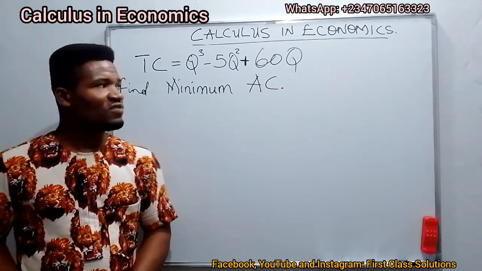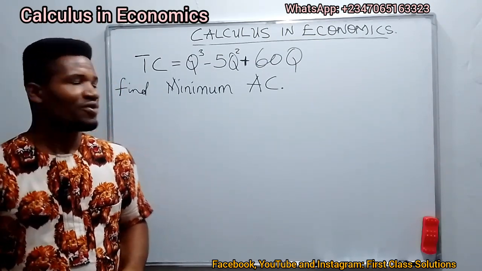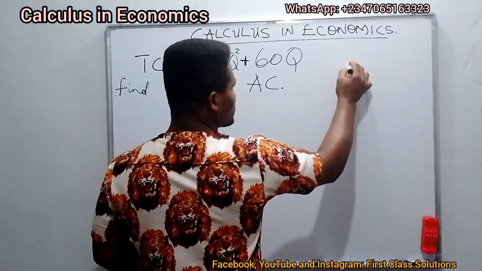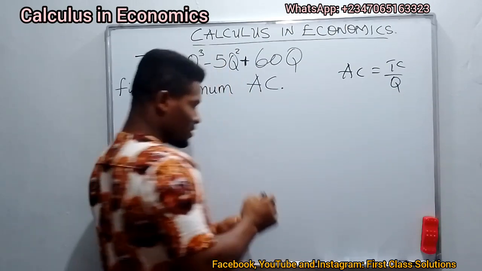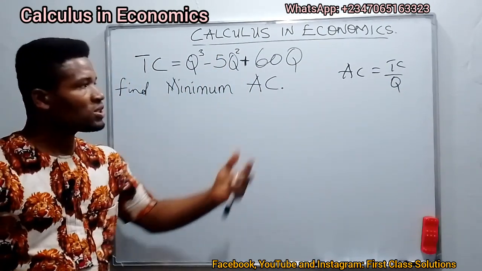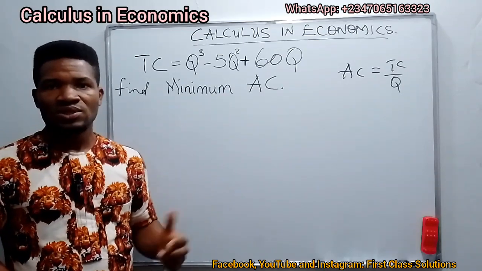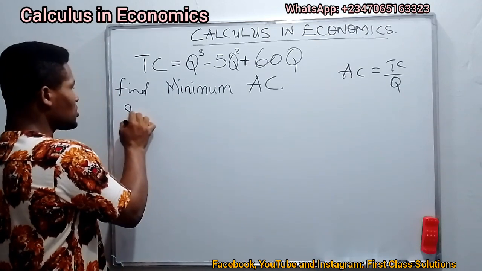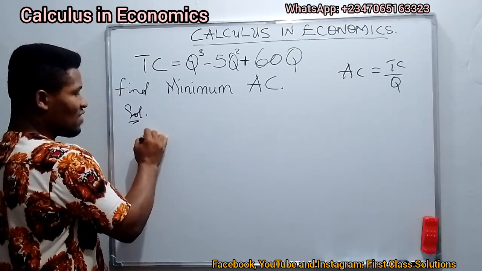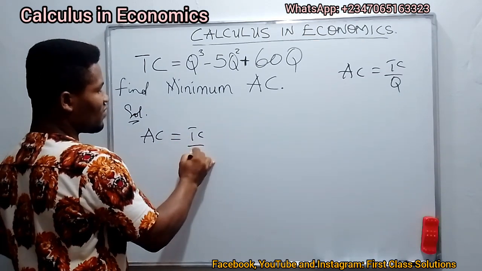To find that minimum average cost, we need to be armed with the formula of getting average cost. And we understand that average cost is when we have our total cost over quantity. That is TC over Q. That is cost per unit. So in this case, to get the average cost is the first step towards solving this problem. And what we need to do simply, we say solution. Remember, we have our average cost being equal to total cost over quantity.